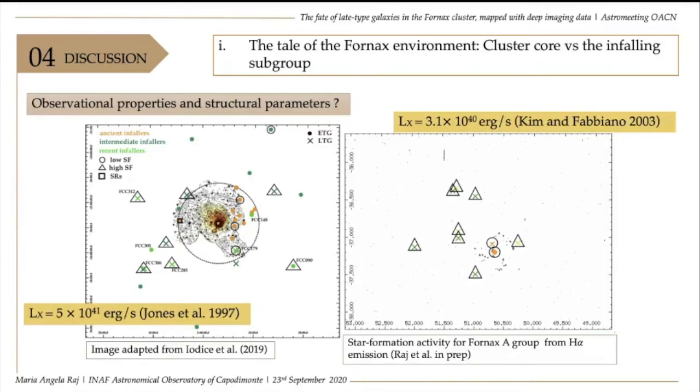To look at some observational properties and structural parameters, we have the projected phase space information again, and additionally some information about the star formation activity. I've done the same for the Fornax A group, and here it is from H-alpha data. Here we have 2 galaxies that are ancient infallers, and the remaining have high star formation, unlike what was observed in the cluster core. Also there's the X-ray distribution here, which is much more extended, and the luminosity is also higher than the group, which is in this case only because of 1316's merger history.